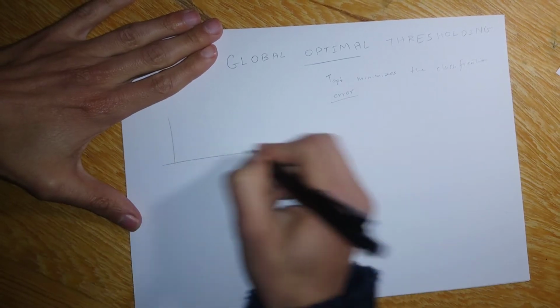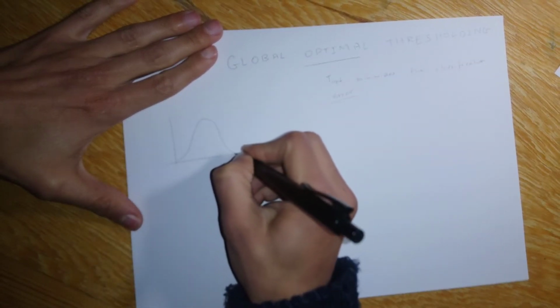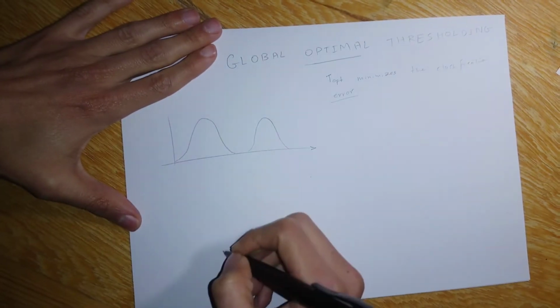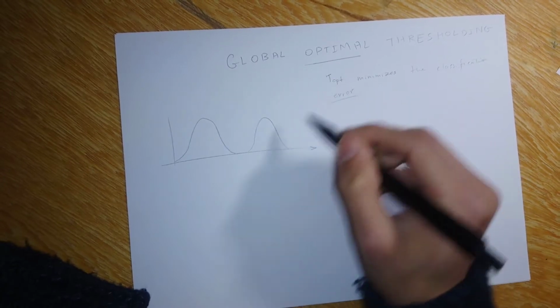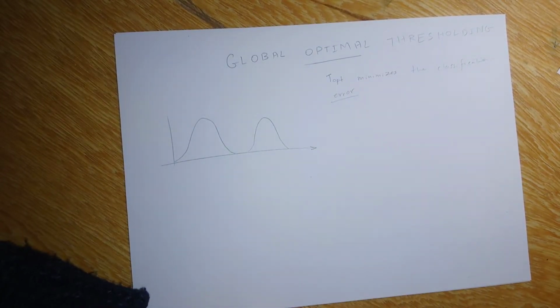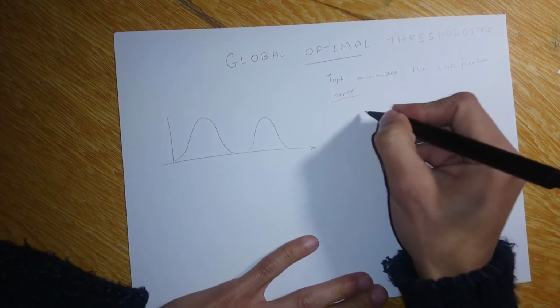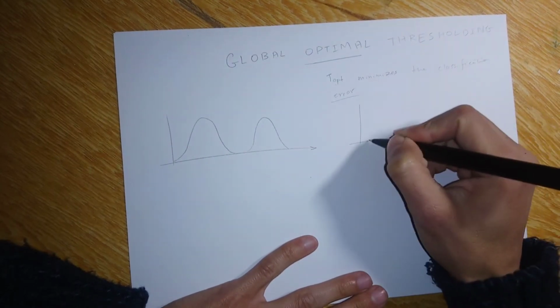If we have histograms like the ones I showed in the previous video for the basic global threshold, then this optimal thresholding may not really matter. If we have a histogram like this one, where we have a clear valley between the two distributions, then finding this is not really important. But in some cases, we need to find that threshold.